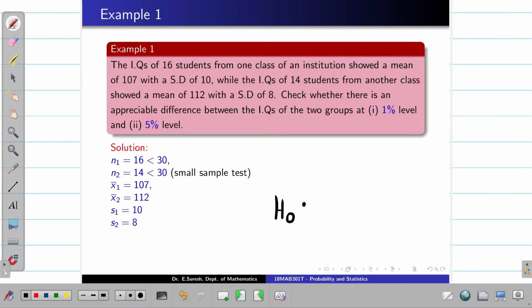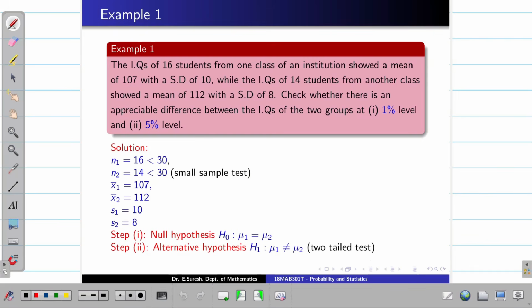Now let us go for the hypothesis. H0 always says there is no difference between the IQs of these two groups. There is no change. H1: mu1 is not equal to mu2. They are asking, is there any change? Is there any difference? There is a difference, but we don't know which is going to be bigger or smaller. H0 says there is no difference, H1 says there is a difference. So mu1 not equal to mu2. This is my null and alternate hypothesis. So it is going to be a two-tailed test.